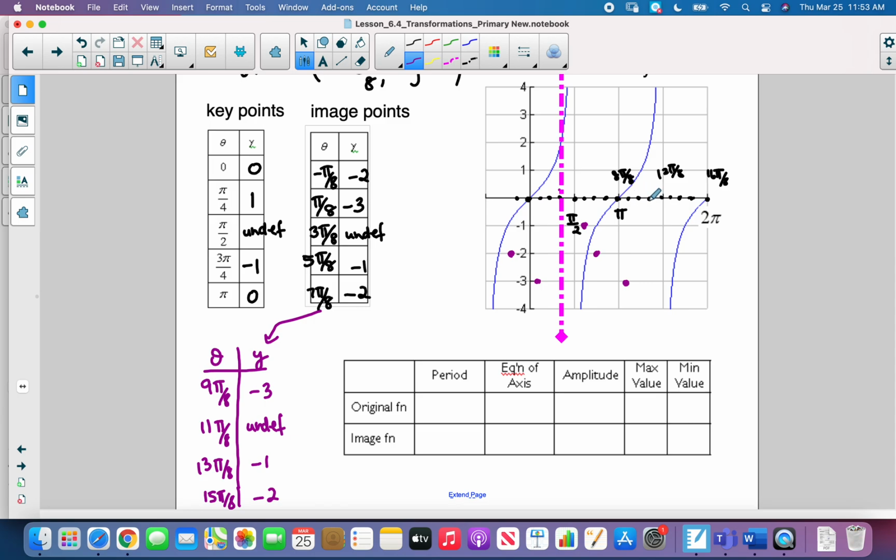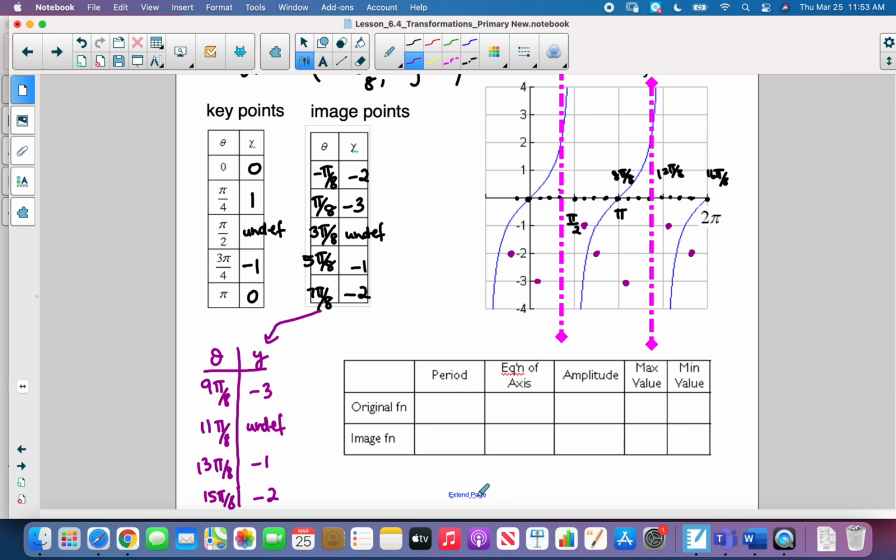11 pi over 8 is undefined. So that's where my vertical asymptote happens. So 8, 9, 10, 11. So right here. Just got to move it a bit so it's right there. 13 pi over 8 and negative 1. So that will be this point here. 13, 14, 15, and negative 2. So it's down here.